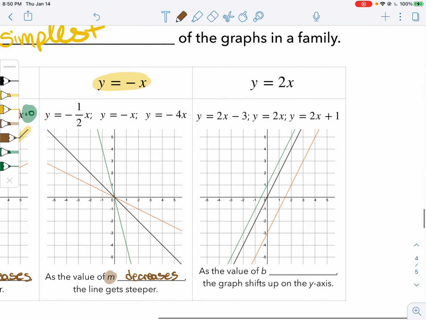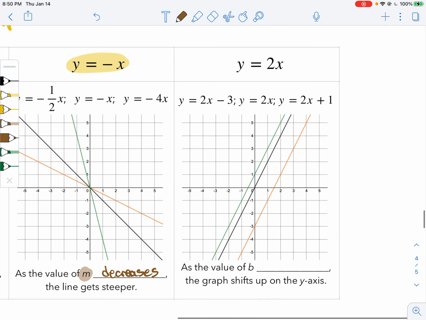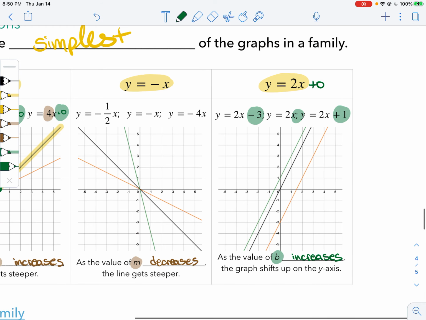And then finally, let's go over to our family here with the same slope, but a different y-intercept every time. This one is the most basic because its y-intercept is 0. But you'll notice as we change our y-intercept, our lines move up and down. So as b increases, the line shifts up on the y-axis.